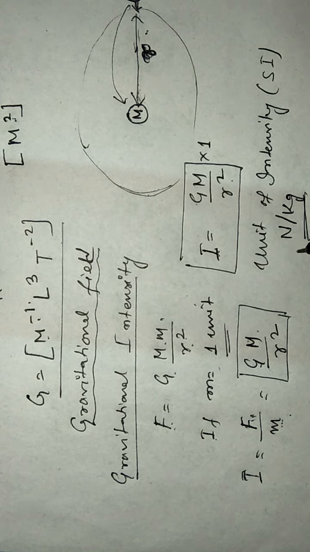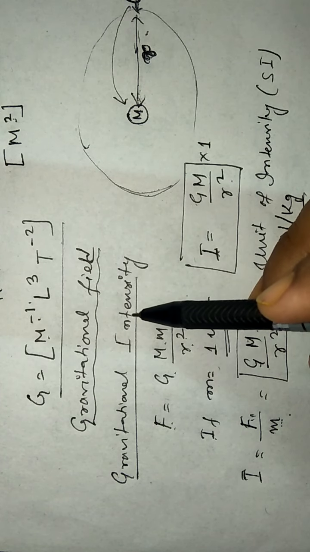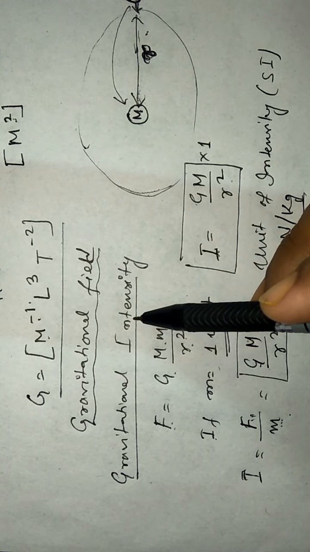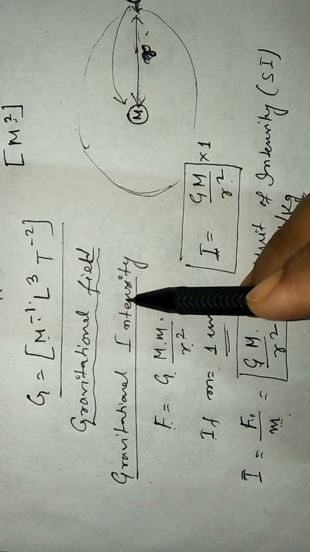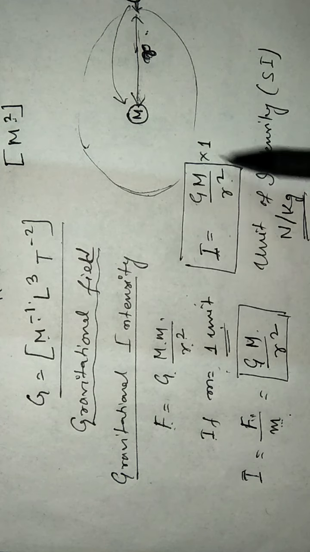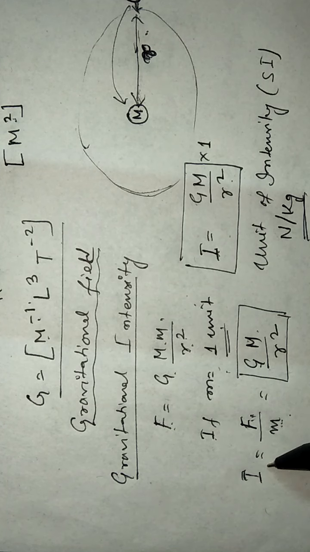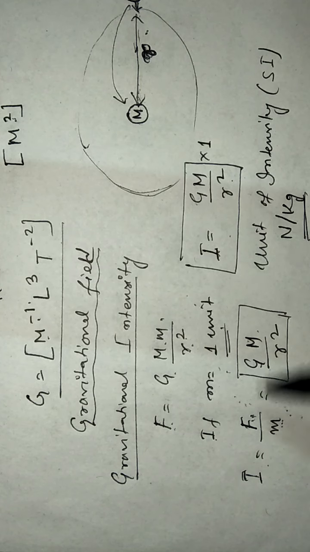So let me repeat again. Gravitational intensity is the strength of the gravitational field. Now, how to find out the strength of the gravitational field? The strength of the gravitational field is the force experienced by unit mass. So if you take unit mass, then m equals 1, so I equals this quantity. Or you can say gravitational intensity is force per unit mass, and from this expression we get the same expression, GM by r squared. So what is the SI unit of gravitational intensity? Gravitational intensity has a unit of newtons per kg.